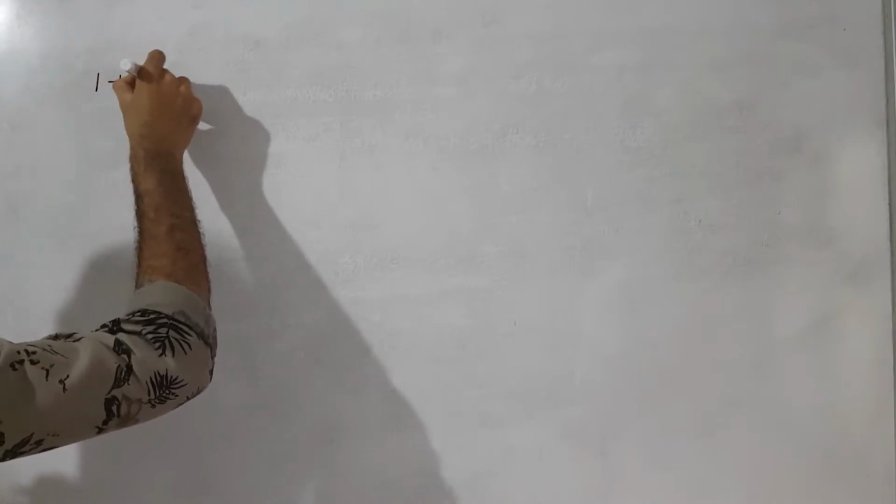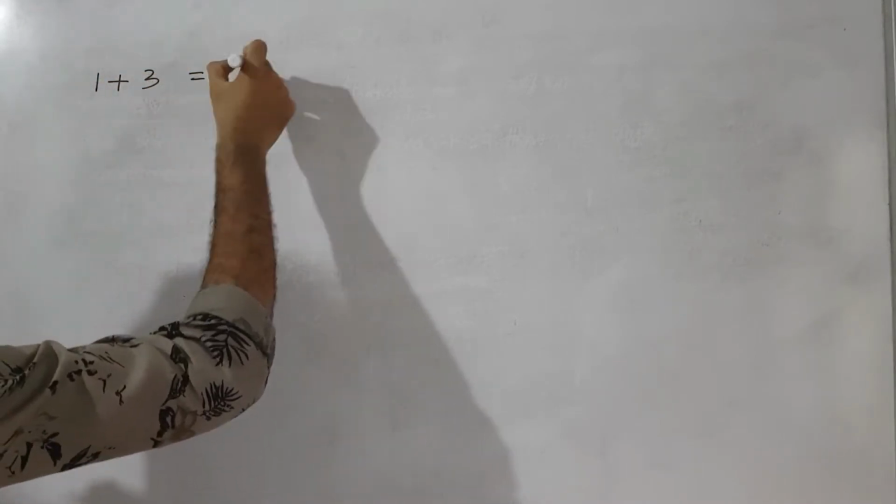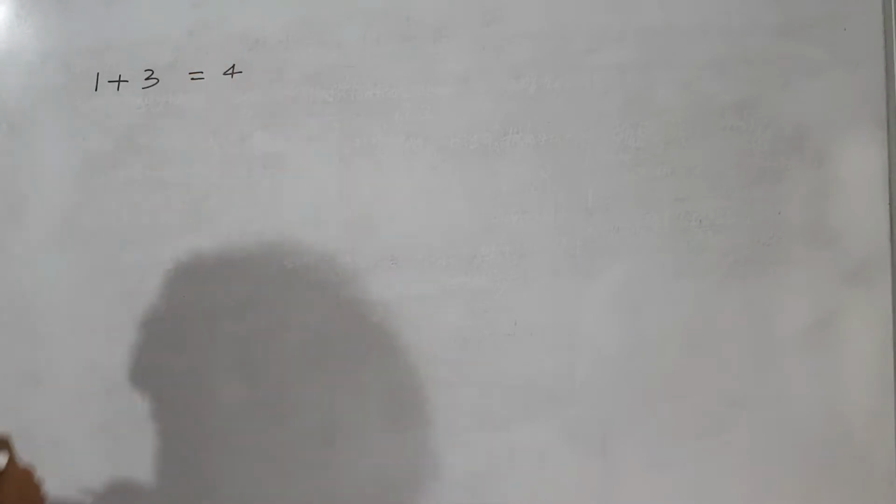Last time we discussed the properties of square numbers and square roots, correct? Here we are also discussing some more ideas. We add odd numbers starting with 1. For example, 1 plus 3. 1 plus 3 is equal to 4, correct?